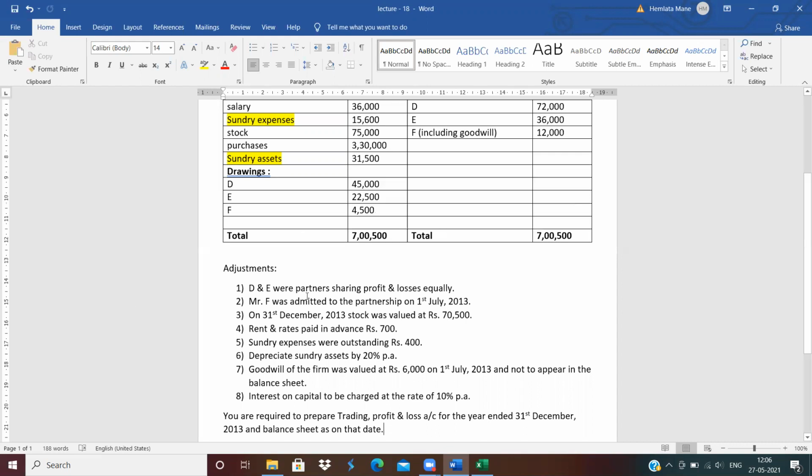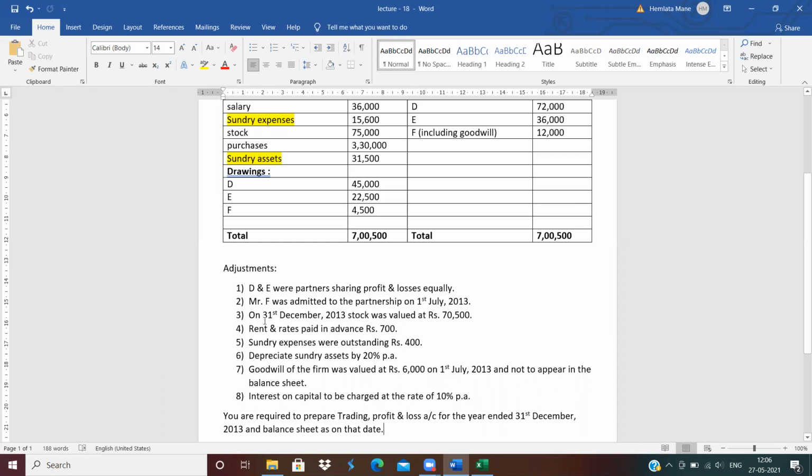First is that D and E are partners sharing profit and loss equally. Whatever profit and loss they incur during the business, E and D will distribute amongst them equally. Next, Mr. F was admitted to the partnership on 1st July 2013. The business started from January, and for these six months, F was not a partner. But after 1st July, after six months, F is admitted into the partnership.